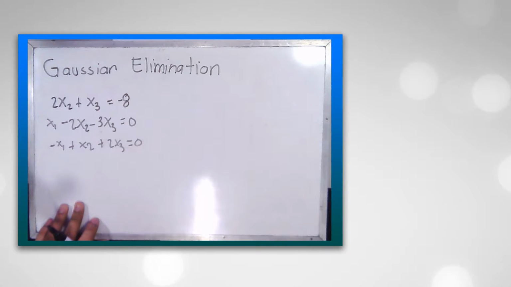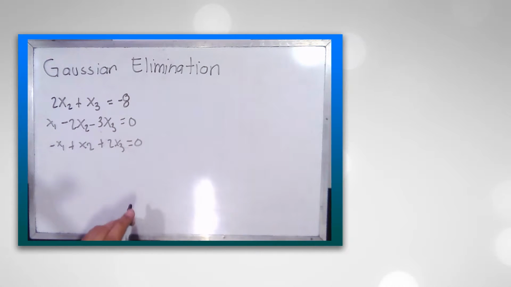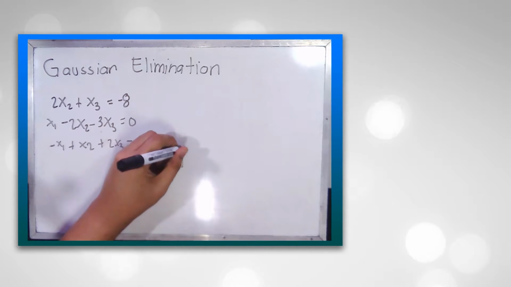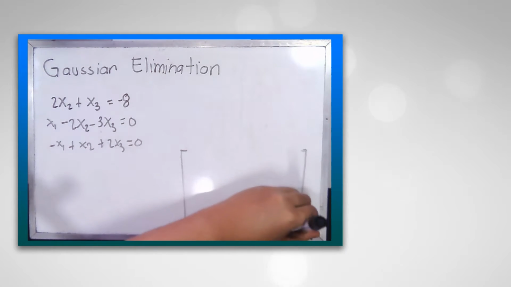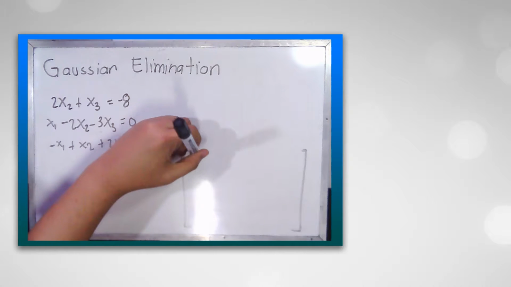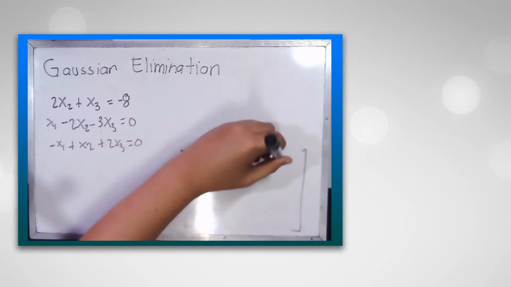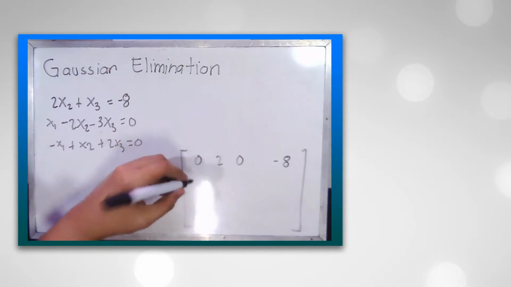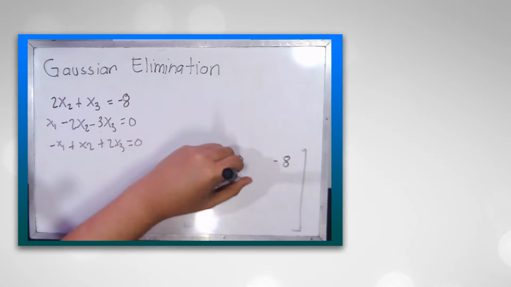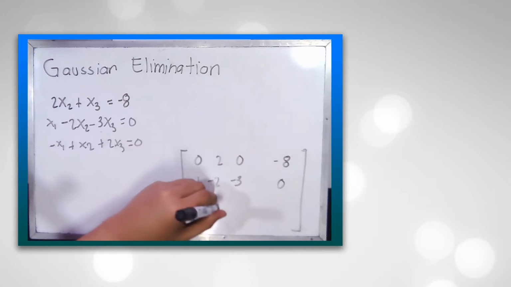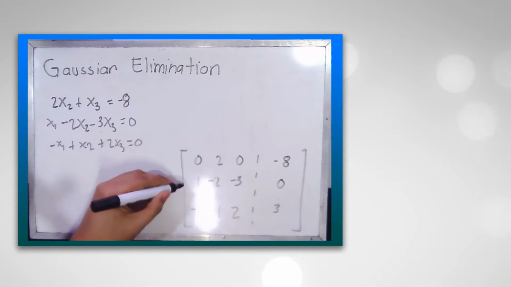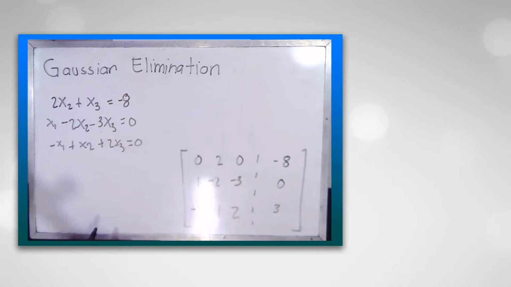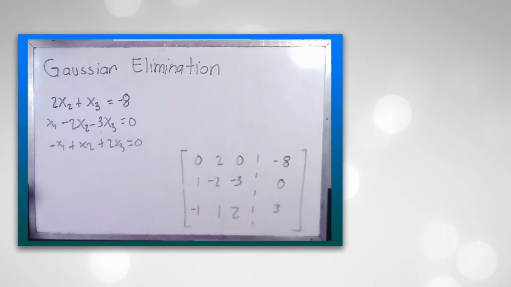So before we carry out the reduction of the system of equations, we're going to first create an augmented matrix for this. So 0, 2, 0, -8. 1, -2, -3, 0. -1, 1, 2, and 3. So there you have it. We now can proceed to the row reduction.